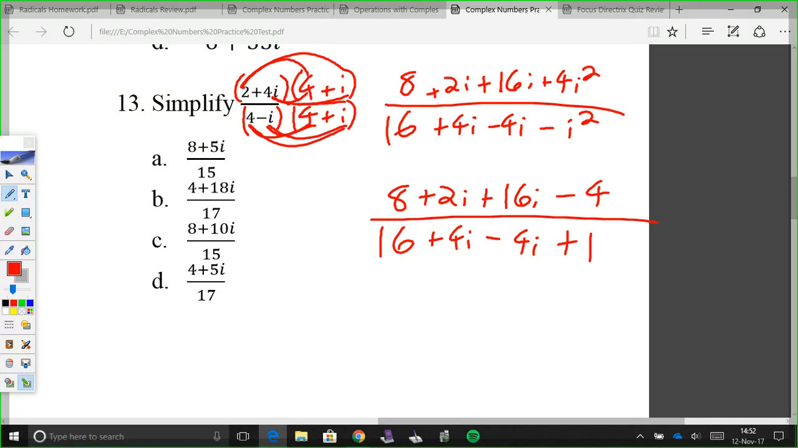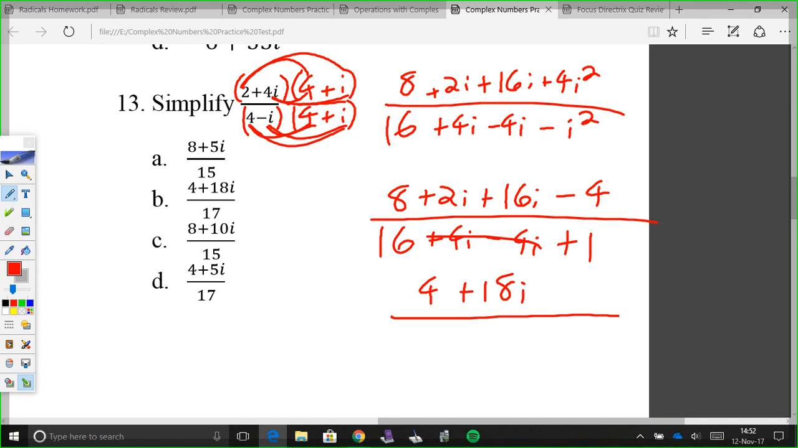And now let's just combine your like terms. So on the top, the 2i and the 16i will combine to make an 18i. And the 8 minus 4 would make a positive 4. So I'll have a 4 plus 18i. And on the bottom, the negative 4i minus 4i, those actually end up canceling each other out and being 0.